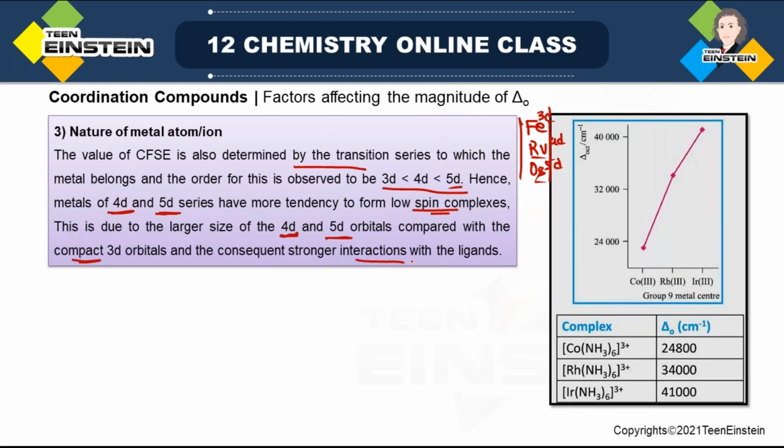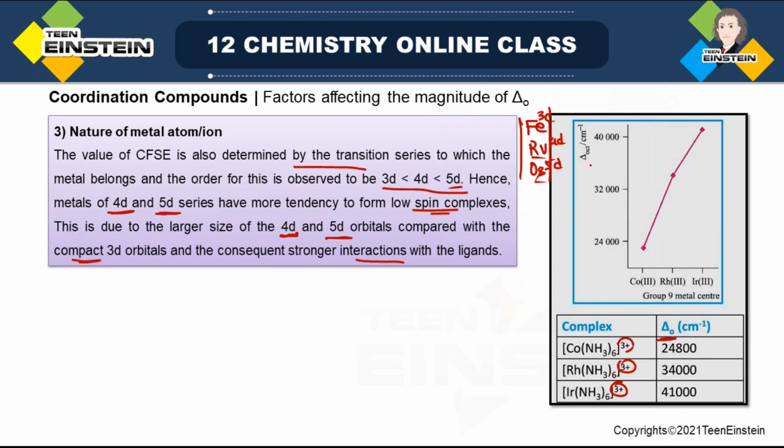Okay. So here we have an example: cobalt, rhodium, iridium, all are from the same group. But cobalt is first transition series, rhodium second, iridium third. Oxidation state same, ligand same, ammonia. Look at the delta o value. It is increasing as we are moving down the group.